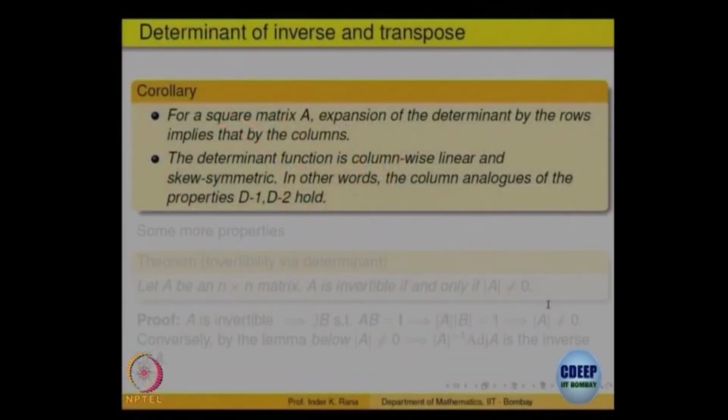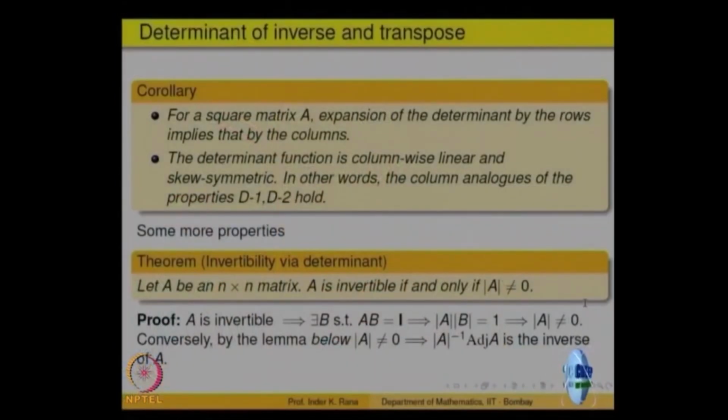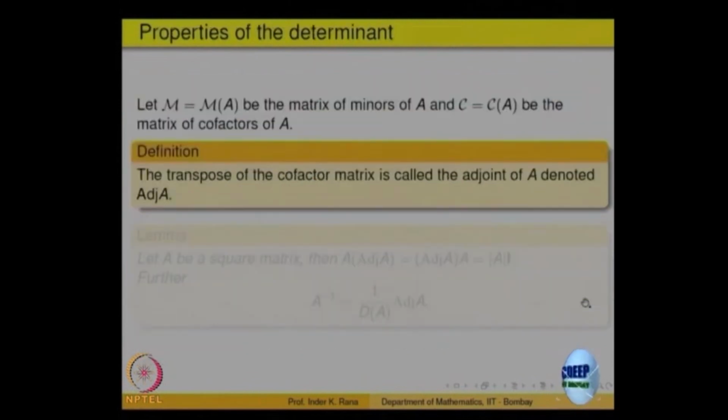So, as a consequence of that, now you can say that you have been applying row operations, you can also apply column operations to compute the determinants. They will not change because determinant of A is the same as determinant of A transpose. So, you can do that. Invertibility we have already checked: if and only if determinant of A is not equal to 0.